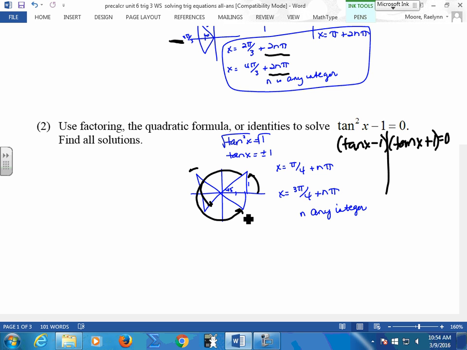Because the tangent, first of all, only has a period of pi. So it would enable us to do that even if it wasn't plus or minus. But this one happens to work out because it's plus or minus. It's in every quadrant. But remember, you're solving your algebraic part first, then you're going to your trig part.